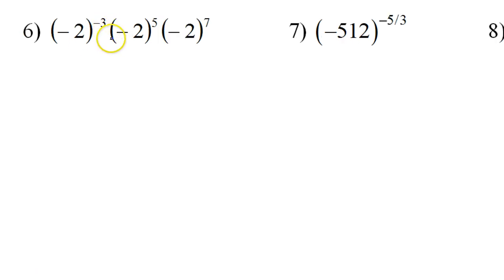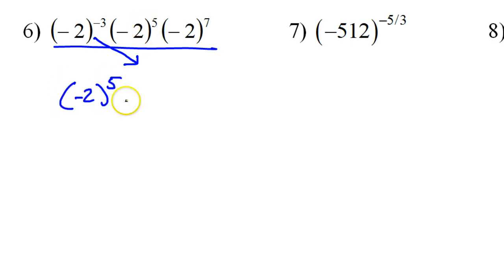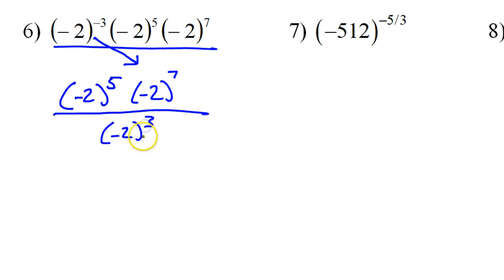Number 6. Alright, we have these negative numbers raised to these powers. First of all, I would deal with this negative exponent, because you know that anything with a negative exponent is going to drop down to the other side of the invisible fraction. So that means what I really have is negative 2 to the fifth power, which is not moving, and I have negative 2 to the 7th power, but this is going to be over negative 2 to the 3rd power.